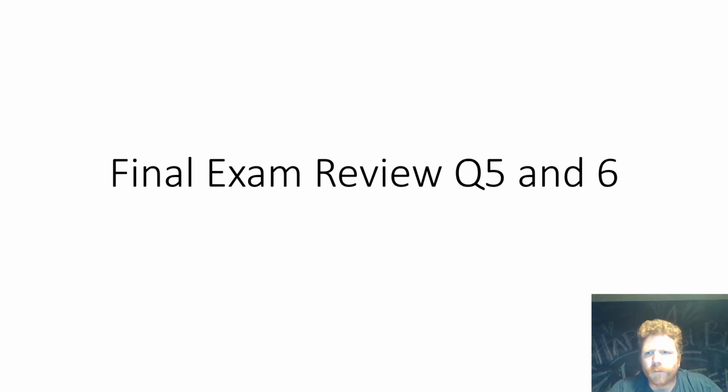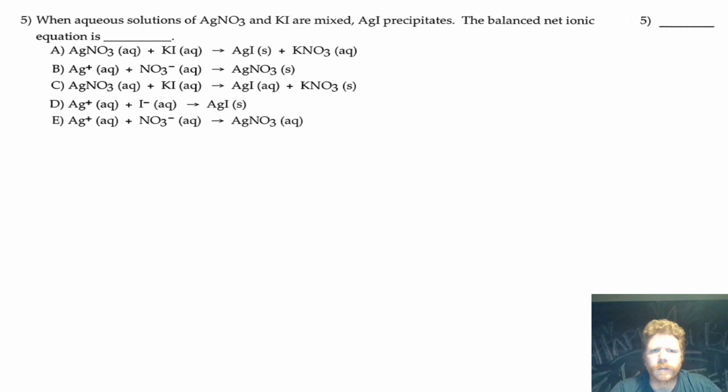I wanted to go ahead and get back to working through some of the final exam problems for your 1141 exam. This is questions number 5 and 6. So question number 5 reads, when an aqueous solution of AgNO3 or silver nitrate and KI potassium iodide are mixed, AgI or silver iodide precipitates. The balanced net ionic equation is.